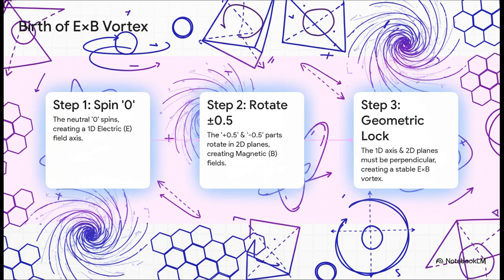And here's the kicker. Basic geometry, the kind you learn in school, says that a 1D line and a 2D plane have to be perpendicular. It's not a suggestion, it's a rule of the universe. And that geometric lock forces these two motions together into this incredibly stable, self-powering vortex.